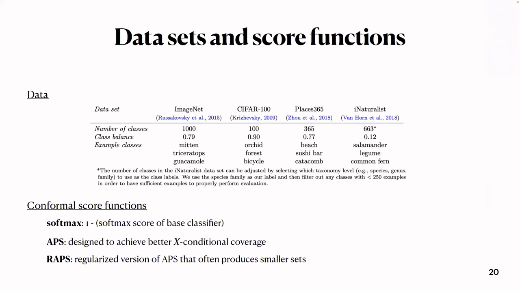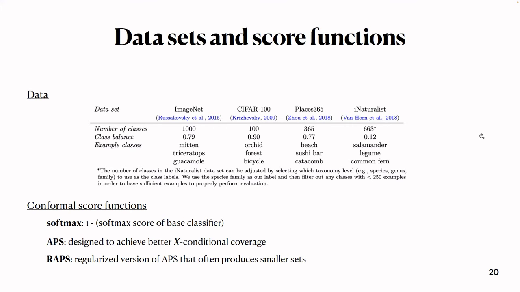Yeah, so moving on to some experiments. We test on 4 different data sets using 3 different conformal score functions. First, there's the standard ImageNet, which has 1,000 classes. We have CIFAR-100, which has 100 classes, Places365, which has 365 classes, and iNaturalist. The particular version we are using has roughly 600 classes. So these are all image data sets with many classes. And the conformal score functions we use are softmax, APS, and RAPS.